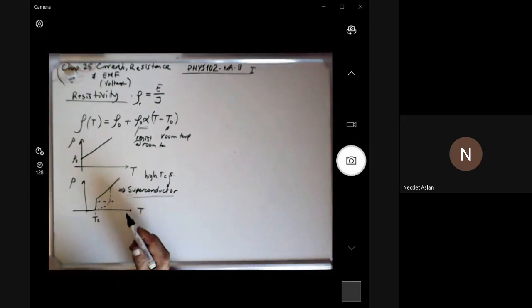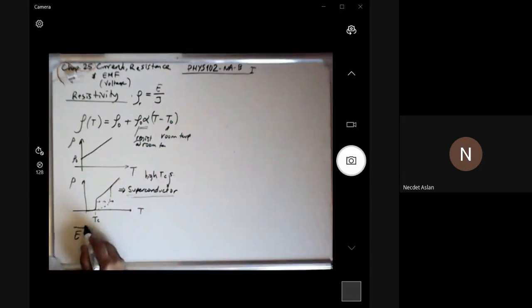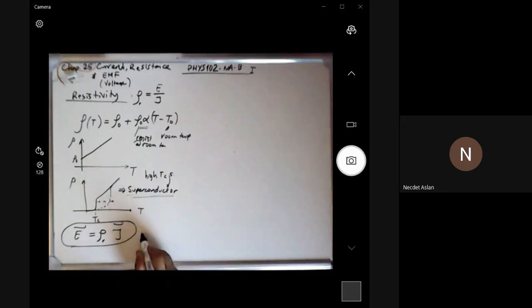So what about the relationship between electric field and the current density? The electric field is given as the resistivity times J. This is actually Ohm's law. We will show that it's just Ohm's law. For Ohm's law, you remember V equals IR. So we go from this expression to V equals IR. How do we do this?